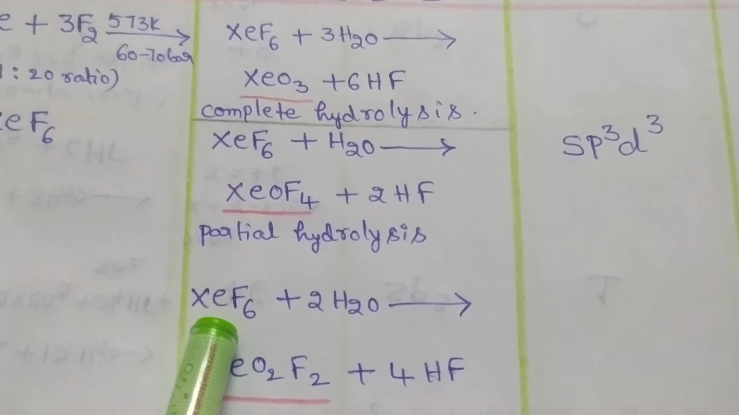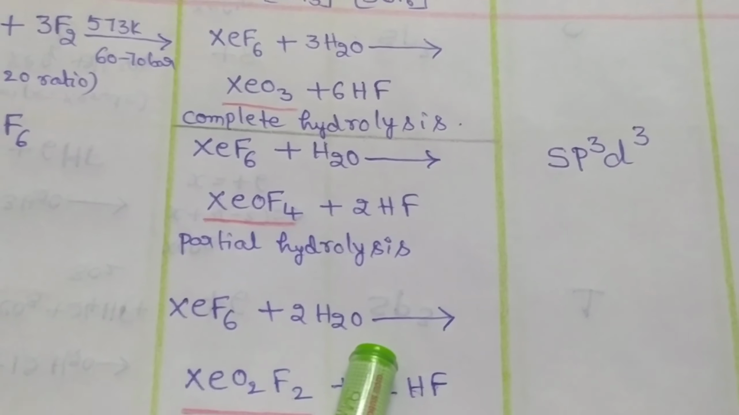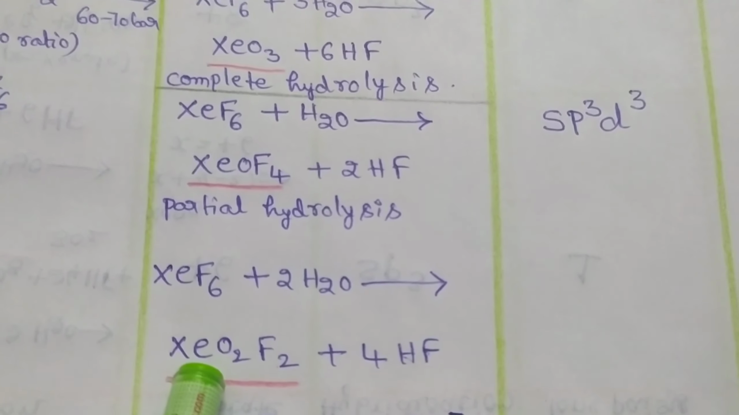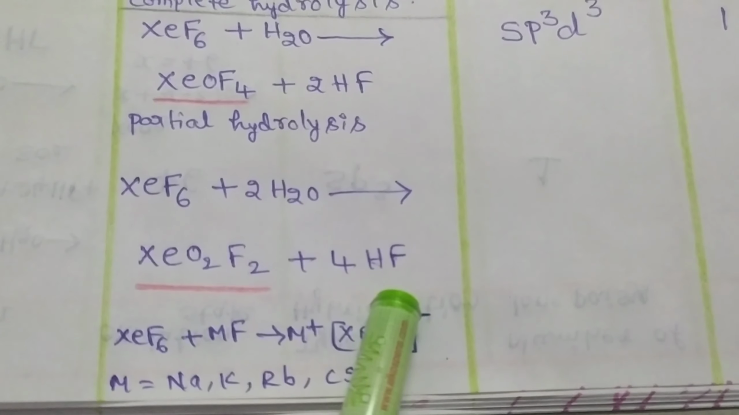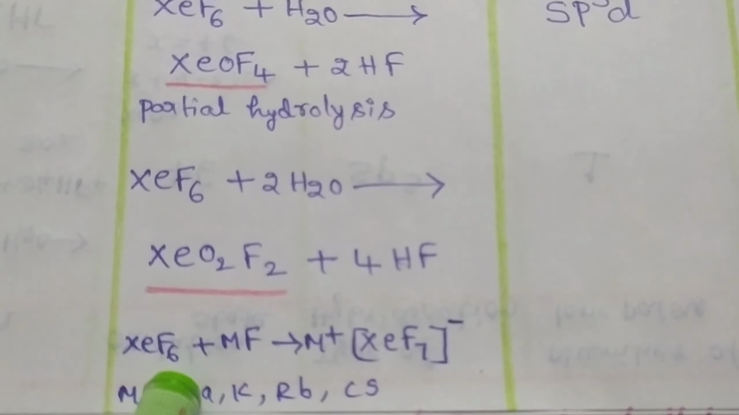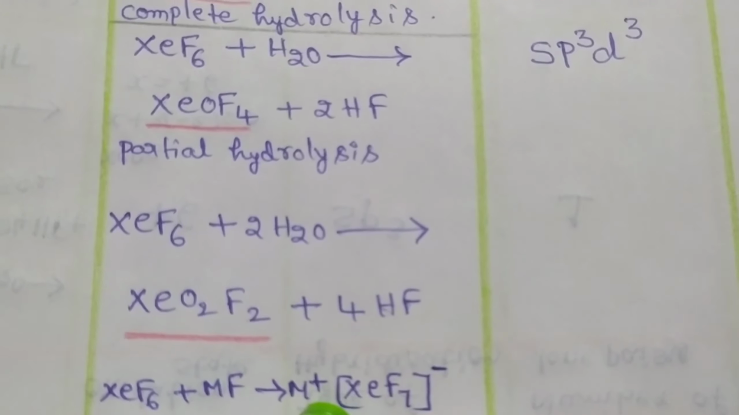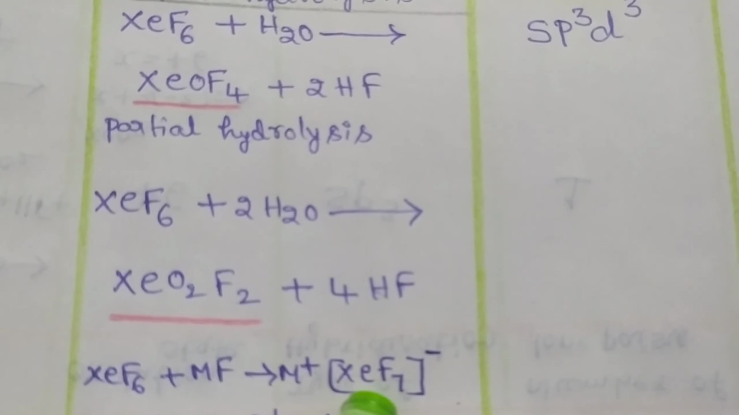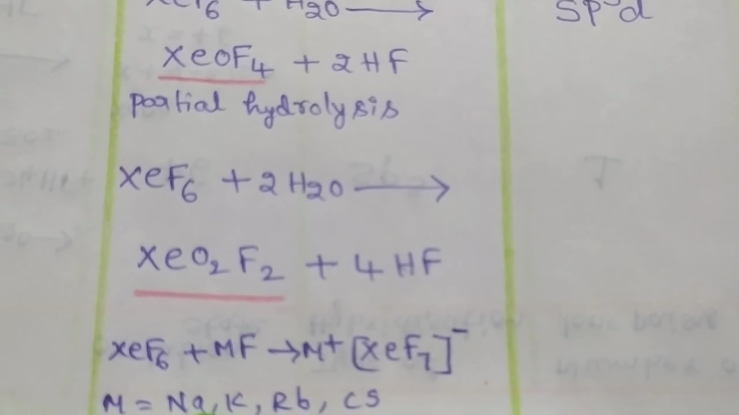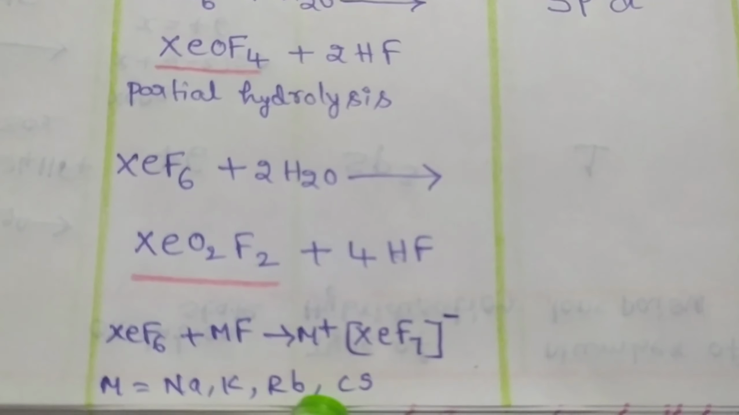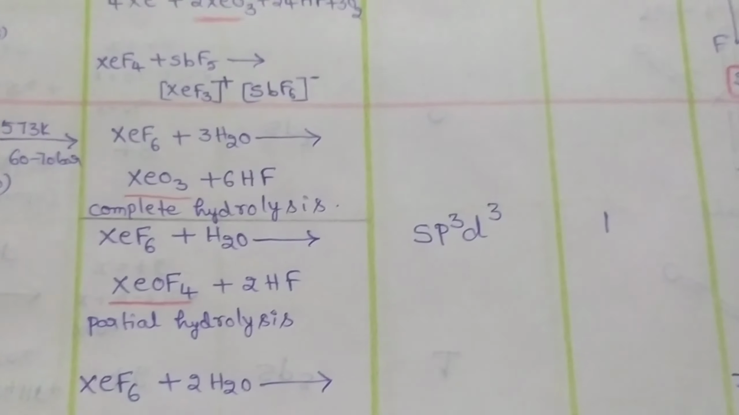When xenon hexafluoride undergoes partial hydrolysis with 2 moles of water molecules, it forms xenon dioxygen difluoride and hydrofluoric acid. When xenon hexafluoride is reacted with metal fluoride, it forms an addition product that is M+ XeF7- compound, where the metals are like sodium, potassium, rubidium, cesium. We can substitute in place of M here.